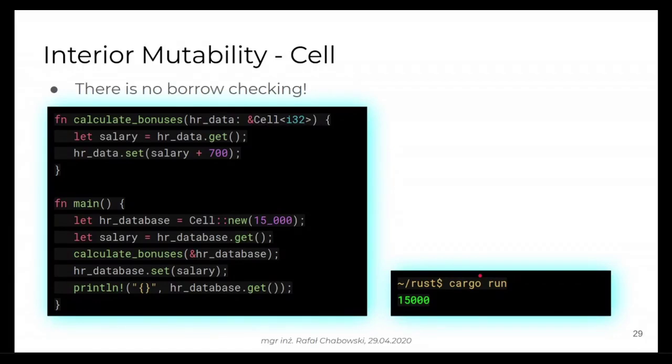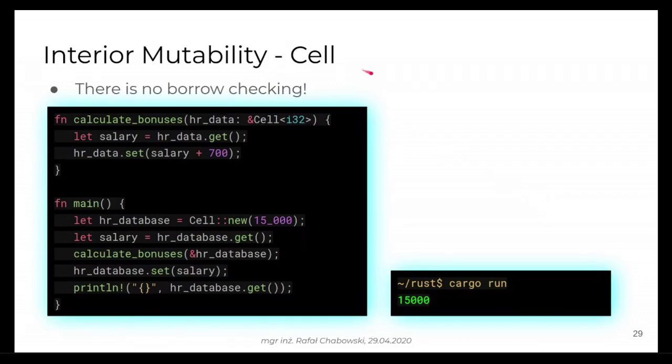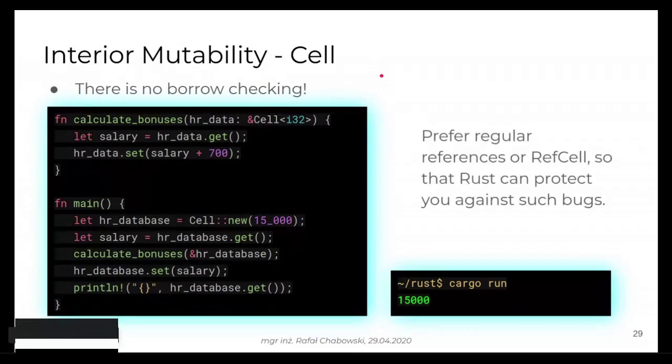If you use regular references, Rust will save you from this. Rust is able to save you from this bug. It will not compile your code. It will scream with error messages that you cannot borrow as mutable because the HR database is also borrowed as immutable. And the RefCell that I'm going to describe on the next slide will also save you from this bug, but it will do it at runtime, not at compile time.